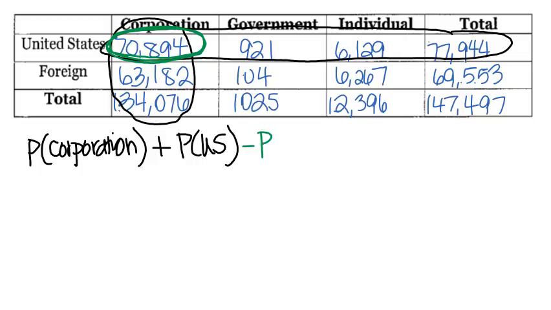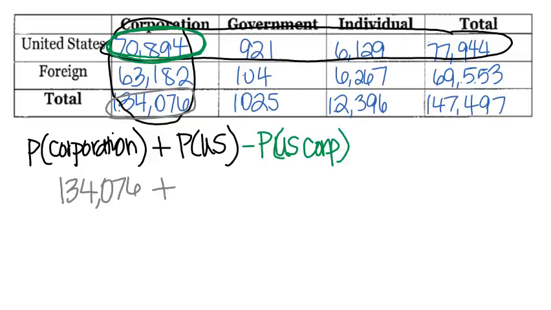So we're taking out the U.S. corporations. So let's set up our problem with numbers now. How many corporations do we have? Well, we have 134,076 corporations, plus how many total U.S.?